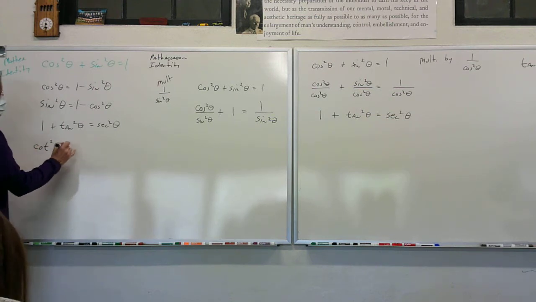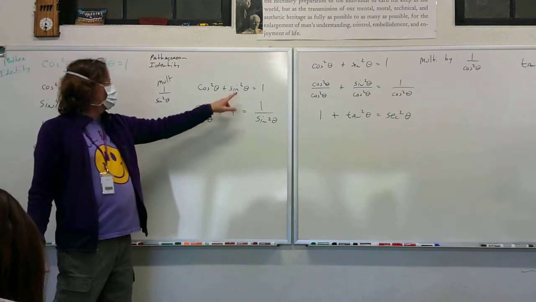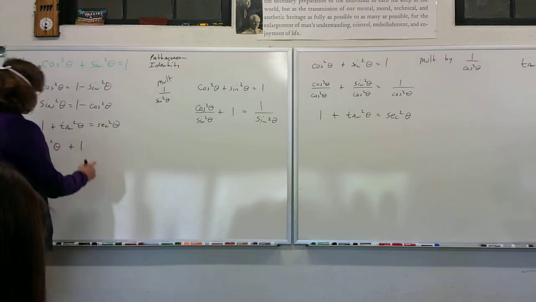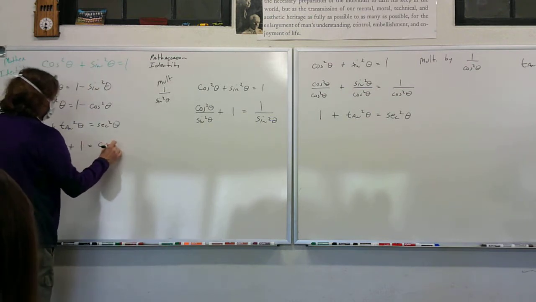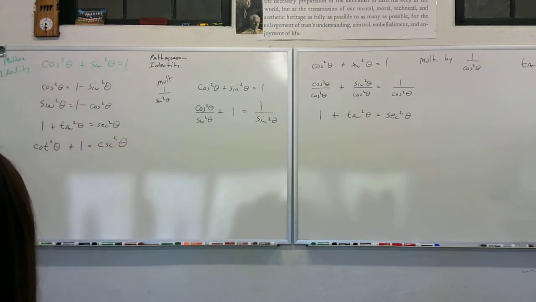theta plus 1 again, because that's going to be what? Sine squared over sine squared. And then what is 1 over sine equal? Cosecant. And since we got squared, it'll be what? Cosecant squared. And there's your cotangent rule.